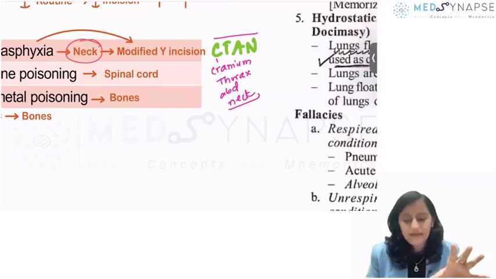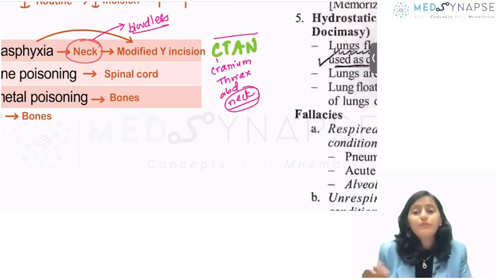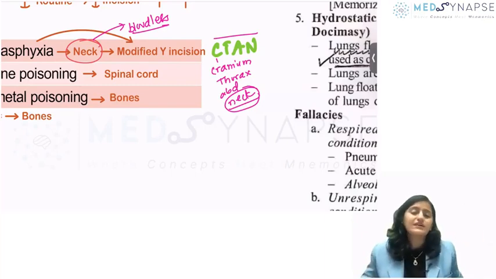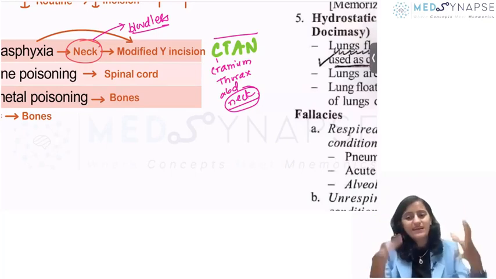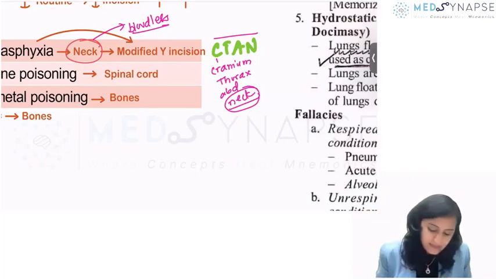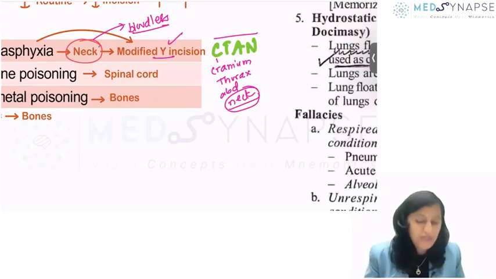Okay, that is C10. Why do you want to open the neck last? Because we want a bloodless field. We do not want the blood from the other areas to come into the neck. So we cut off all the blood supply from all the cavities first, and then we open the neck. And the modified Y incision is what we use in asphyxia.